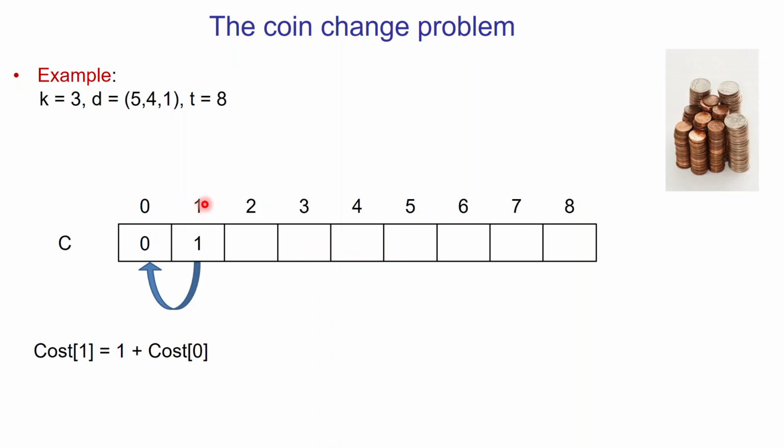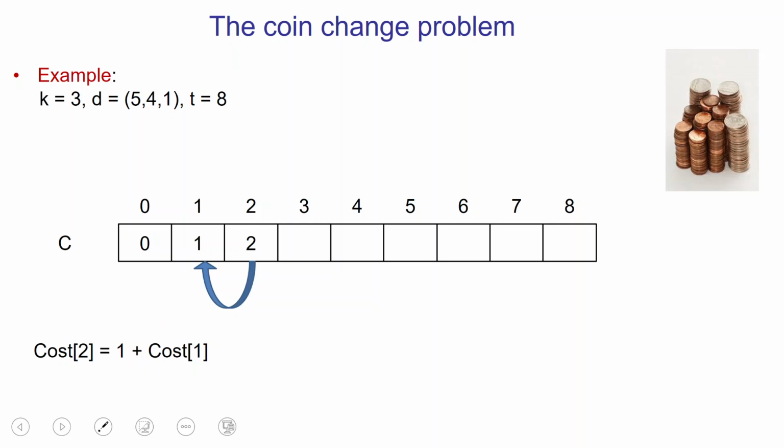If we want to give change for 1, if you use coin 5, we will go outside of the array. That's not taken into account in the minimum. Same for coin 4. So we can only use coin 1. In this case, we will be left with giving change for 0, which has a cost of 0. So the cost of 1 is 1 plus the cost of 0. The cost of 0 is 0, so it's just 1.